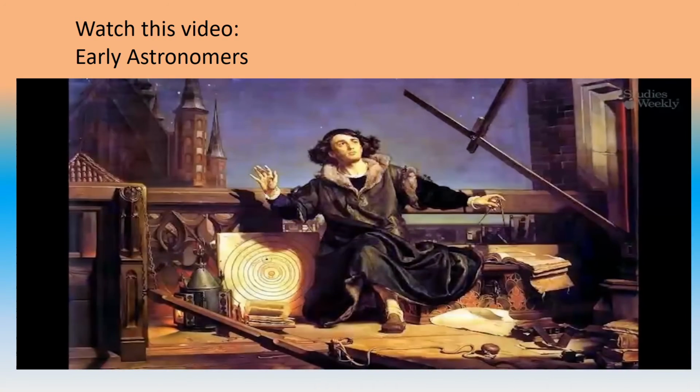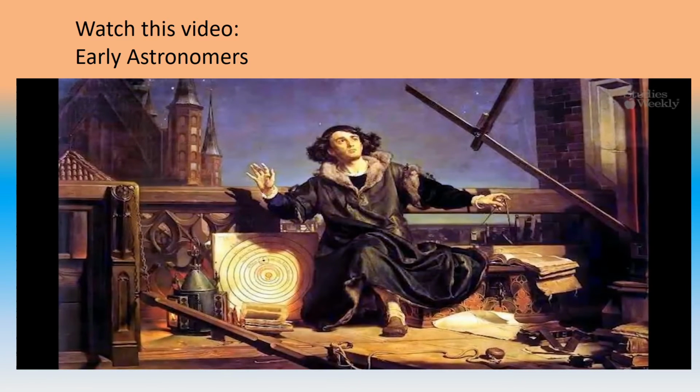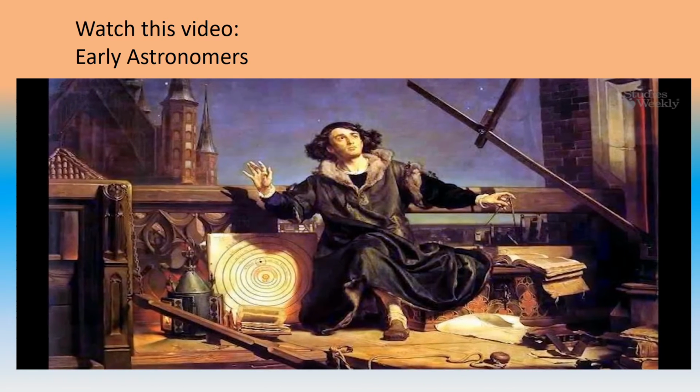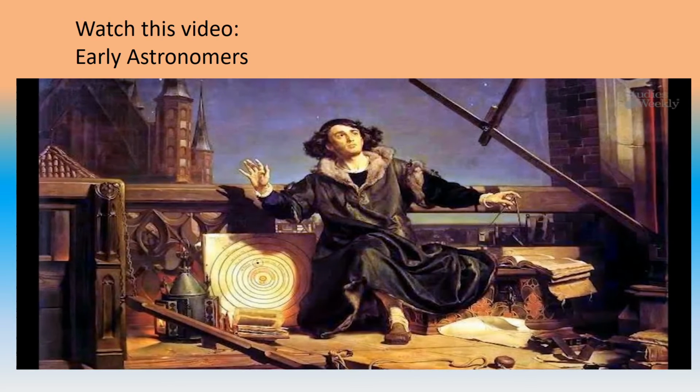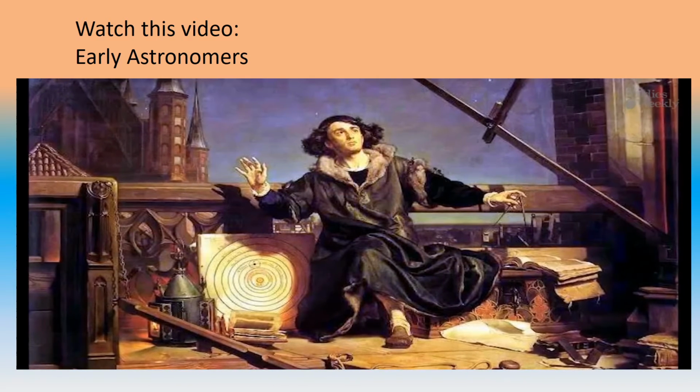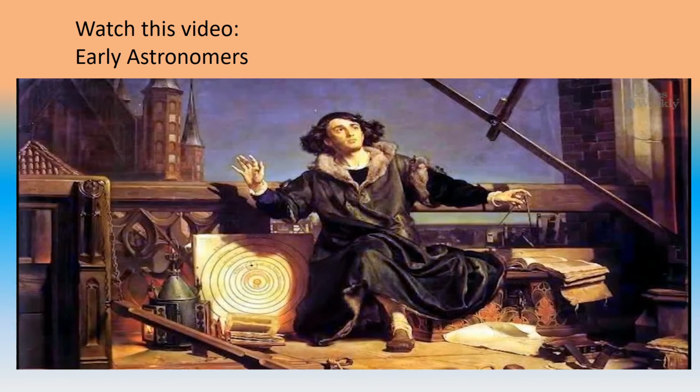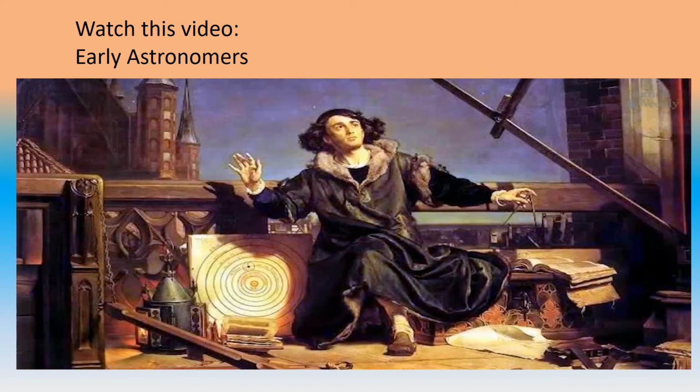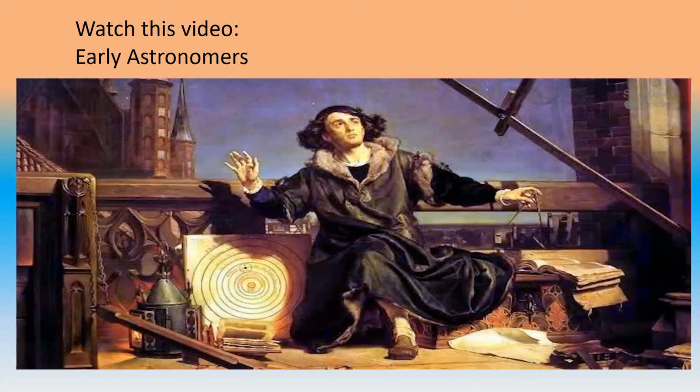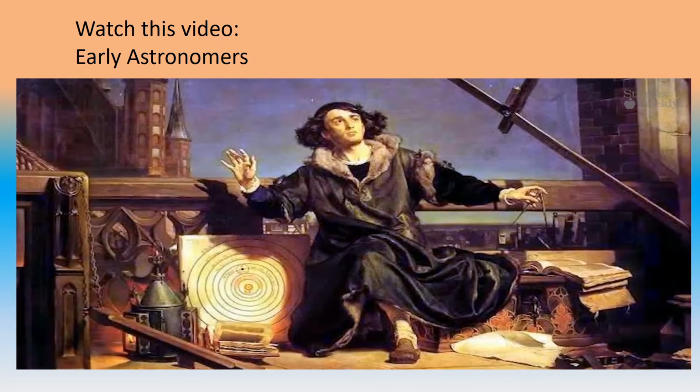Nicholas Copernicus was a Polish astronomer born in 1473. He was the first astronomer to discover that Earth revolved around the Sun. Other astronomers thought that the Sun and other planets revolved around the Earth, but Copernicus knew that wasn't true. He wrote a book on his discoveries and gave it to close friends before his death.